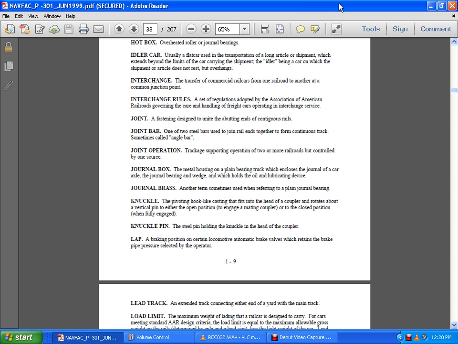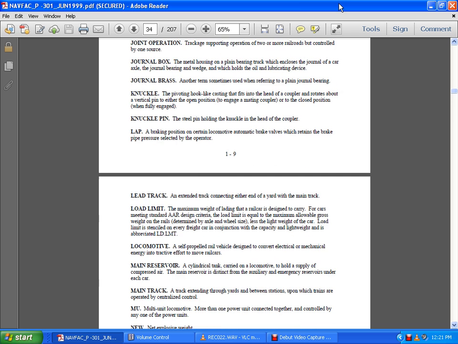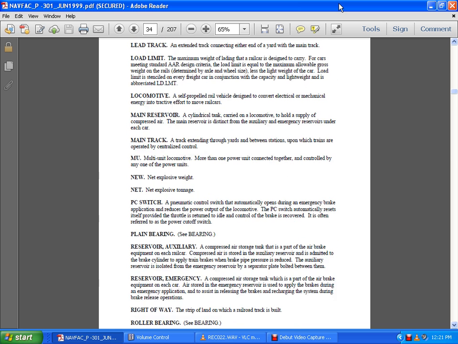The braking of the locomotive automatic brake valves which retains the brake pressure selected by the operator. A lead track, an extended track that contains either the end of the yard or the main track. The maximum weight load is a railway car designing the freight car.